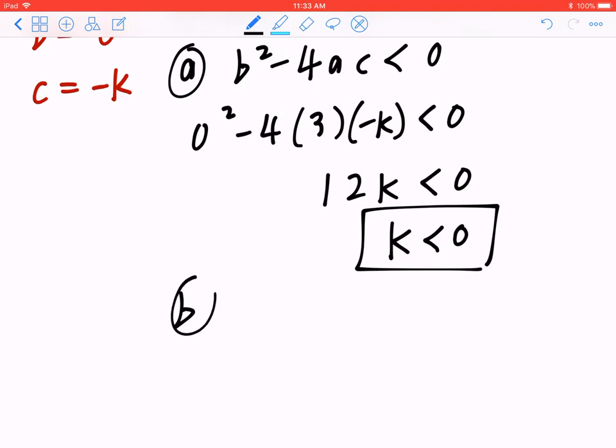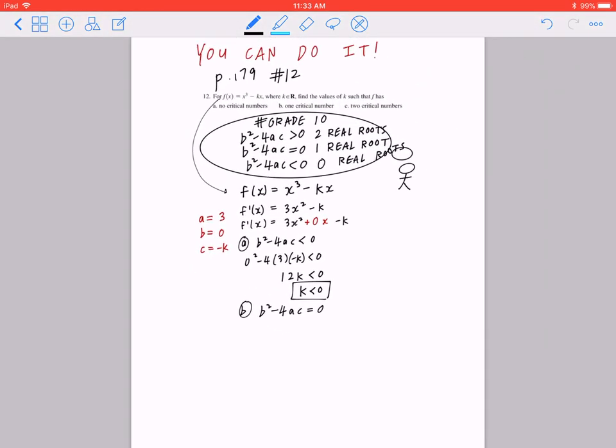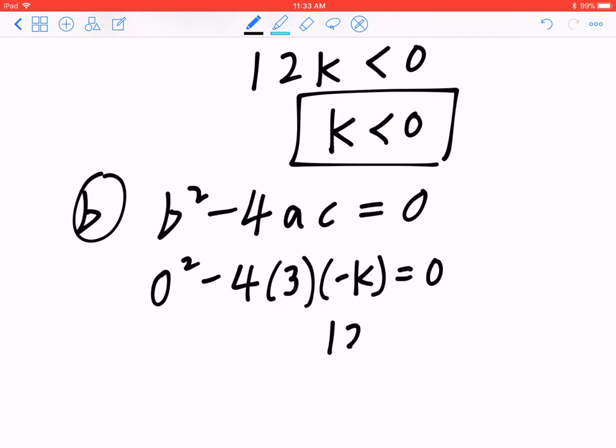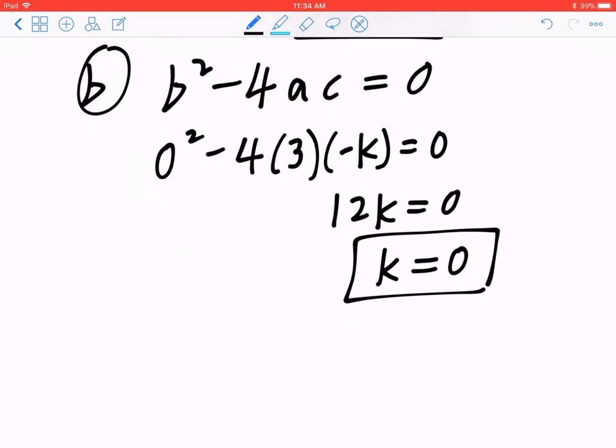Likewise, in part B, b squared minus 4ac equals 0 because they're asking for one critical number. So one critical number is parallel to one real root. Again, in this context, it will be 0 squared minus 4 times 3 times negative k. When you work this out, 12k becomes 0, k equals 0.